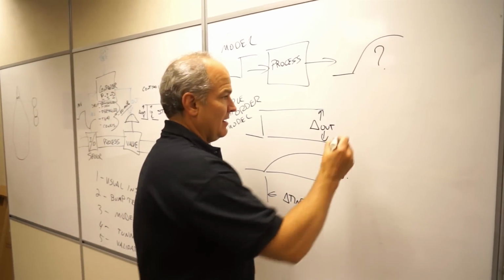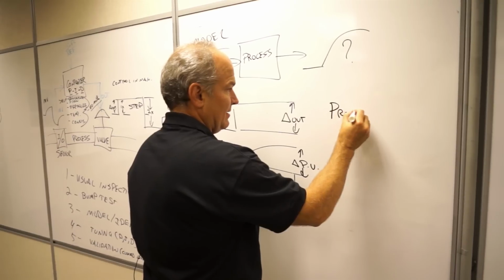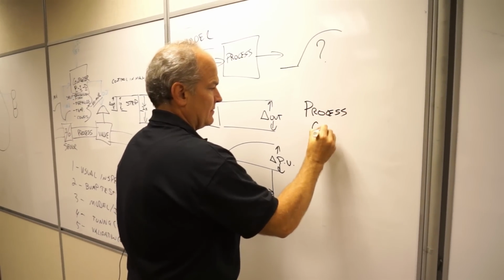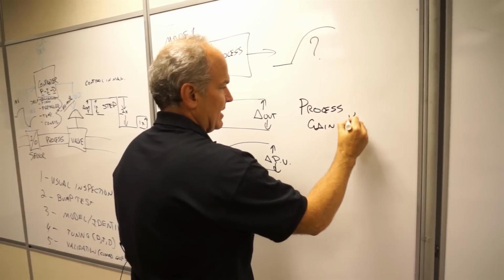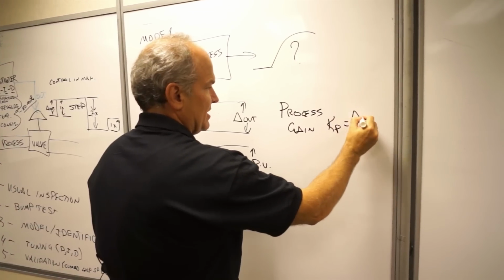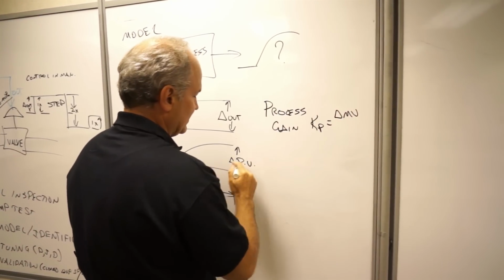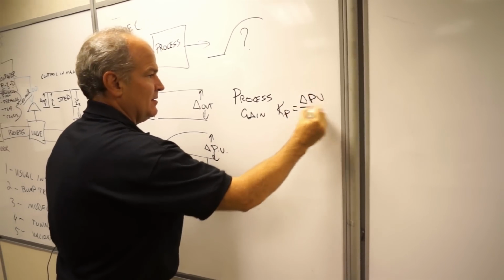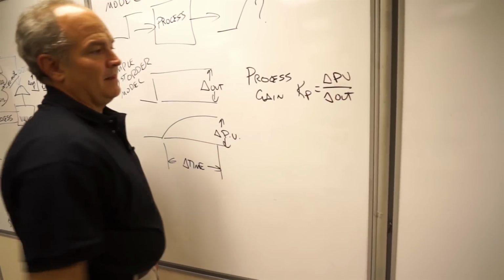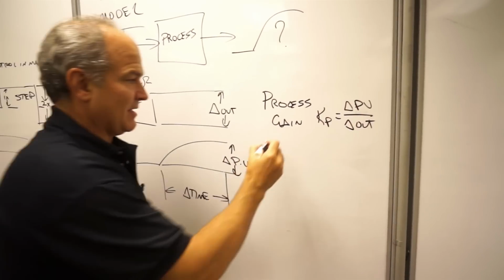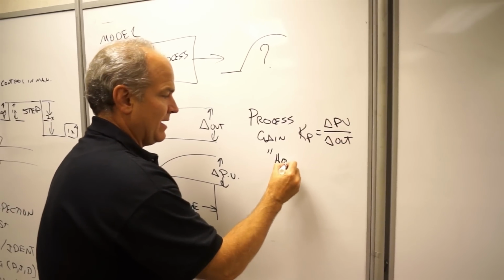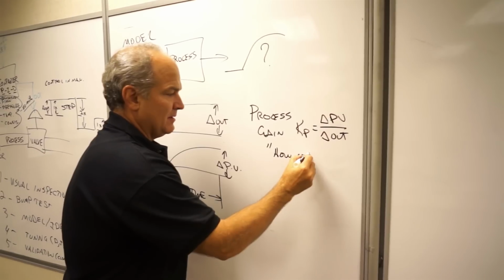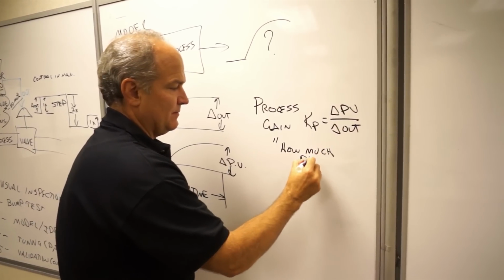So we're looking at two things. The process gain is defined as K sub P, which is equal to the change in measured value, let me change that to PV, over the change in the output. That's simply what it is. This is answering the question: how much did it move?